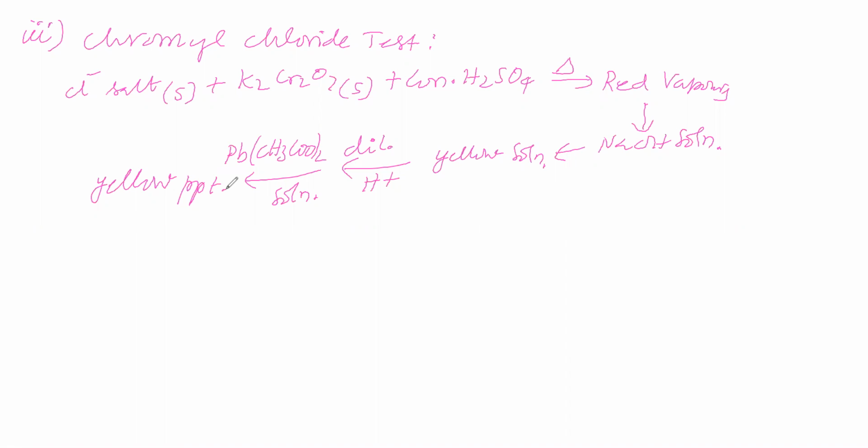We will take two test tubes. In one test tube, we will take chloride salt, potassium dichromate salt, and concentrated sulfuric acid. We place that test tube like this. In this test tube, we have taken chloride salt, potassium dichromate solid, and concentrated sulfuric acid. This test tube we are keeping in an inclined way like this.